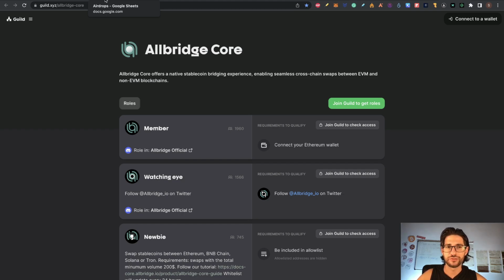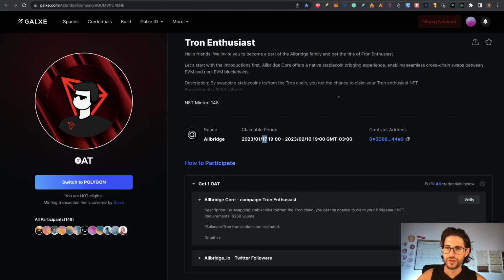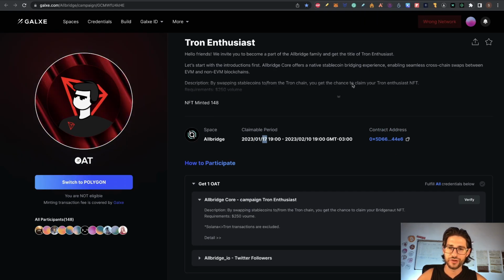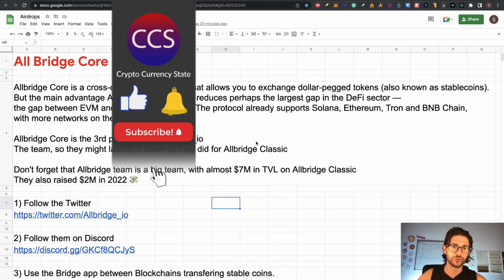I really think that there are a lot of possibilities to get a big airdrop for this. Nothing is confirmed, but the community is really small. So we may get a very big amount of tokens from this. And if the NFTs are really necessary for this, you can see that they are finishing the 25th of February and the other is the 10th of February. So hurry up, take these NFTs and then complete the Crew3 and the Guild task and use the application as it was claimed there, and you are done. That will be all, guys. Allbridge Core, I think this is a great opportunity.